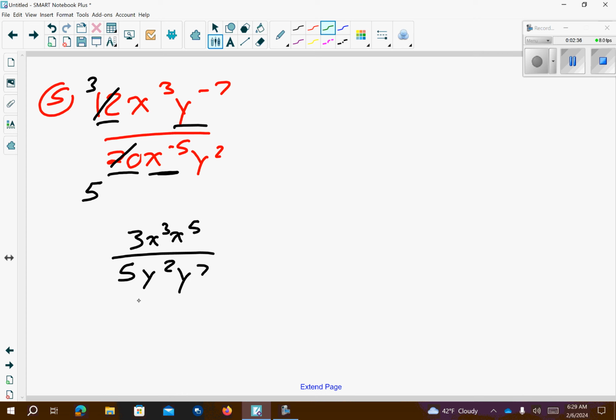Now we're just combining our like terms. So we have 3 over 5. Add the exponents, so I have 3 plus 5 is 8. Add the exponents, so 2 plus 7 is 9.